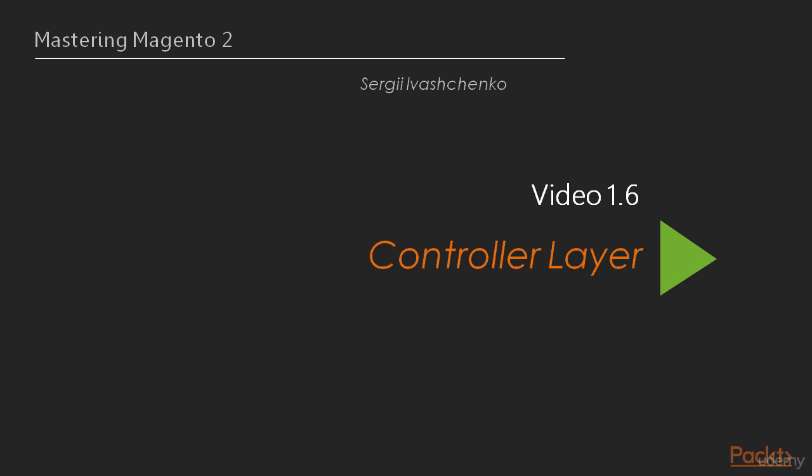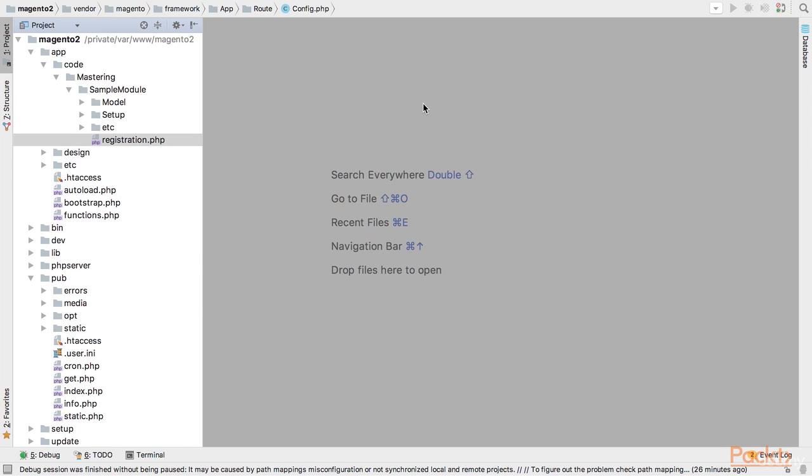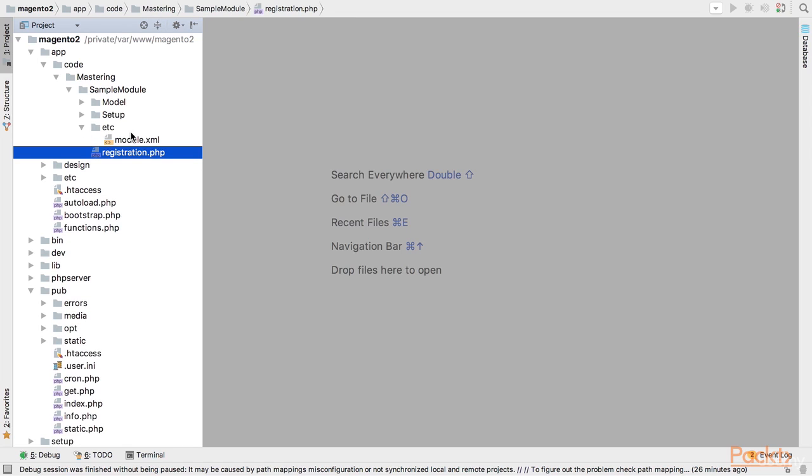In this video we are going to take a look at the controller layer in Magento 2. In this video we will cover routing, front-end controllers and back-end controllers. First thing we are going to do in controller layer implementation is routing configuration. So in Magento 2 we have two routing configurations, one for front-end area and second for backend area.